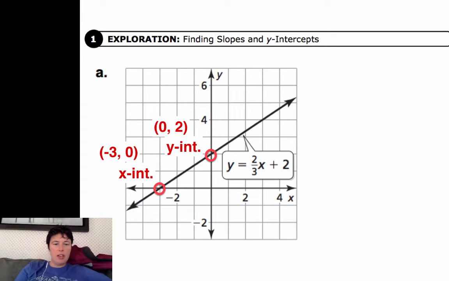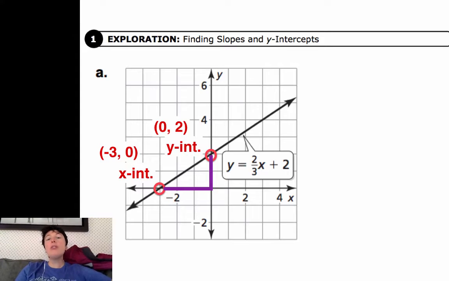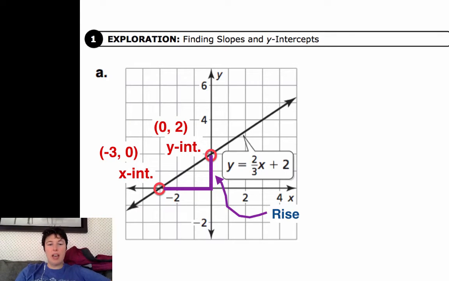So continuing on here, we've labeled our points, the x and y intercepts. Now what we're going to do is make what we call the growth triangle. We're going to look at the steepness of this line by making that triangle. And we measure that triangle as what we call a rise and a run, or sometimes we say delta y, delta x. So here's our rise, which is delta y.